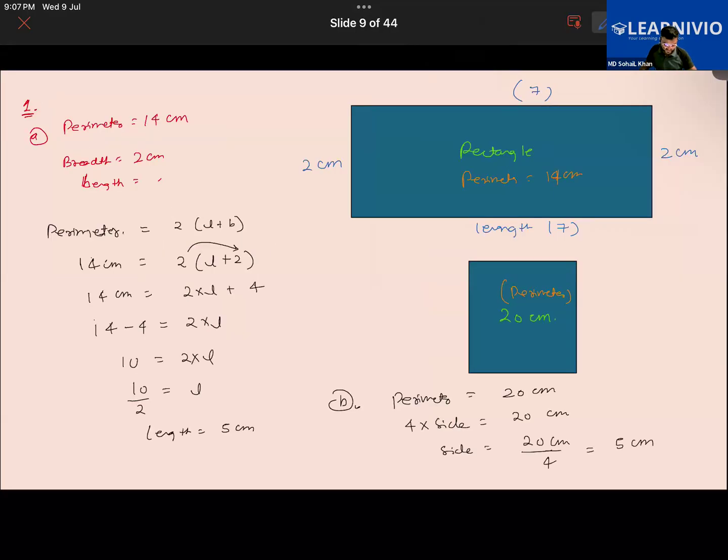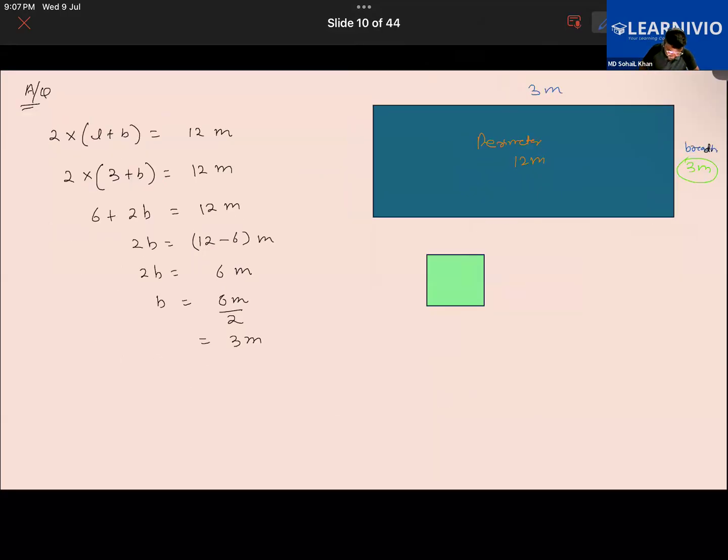You guys have done question A and B or not? You have written the solution? Okay, write on this one also quickly.